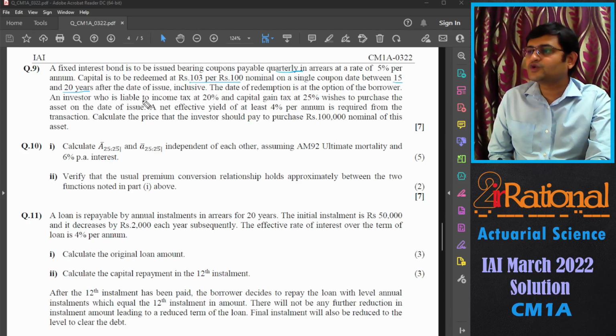An investor who is liable to an income tax of 20% and a capital gain tax of 25% wishes to purchase the asset on the date of the issue. A net effective yield of at least 4% per annum is required from the transaction. Calculate the price that the investor should pay to purchase 100,000 or 1 lakh nominal of the asset.